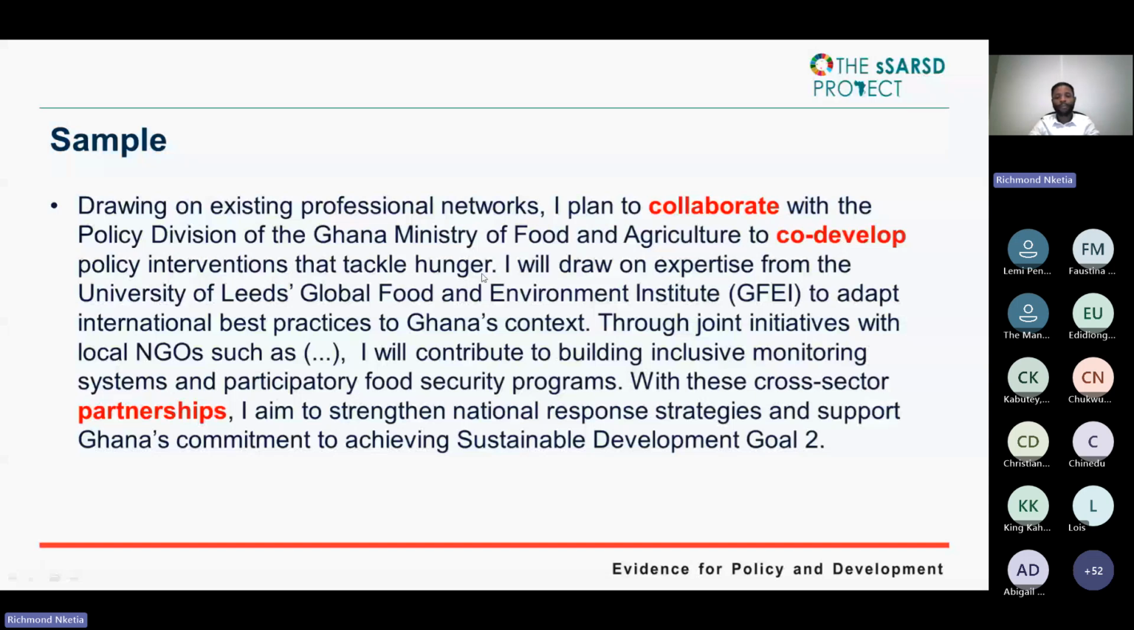Some keywords. I will also draw on expertise from the University of Leeds. So this is also something I just drafted. I don't even know if University of Leeds has got that program, but it could be University of Glasgow, it could be Cambridge, it could be Oxford, whatever. University of Leeds Global Food and Environment Institute to adapt. So adaptation is very important.